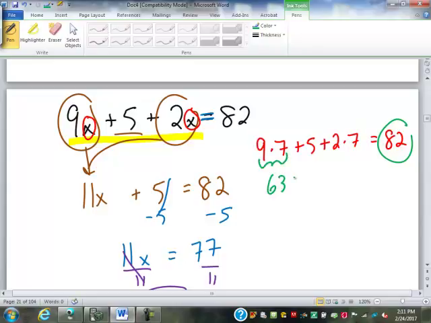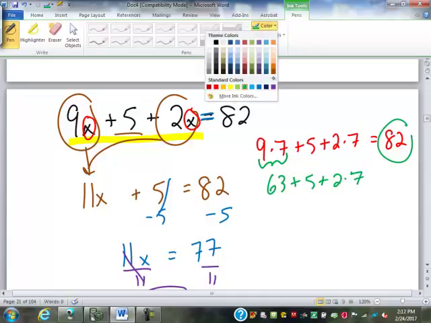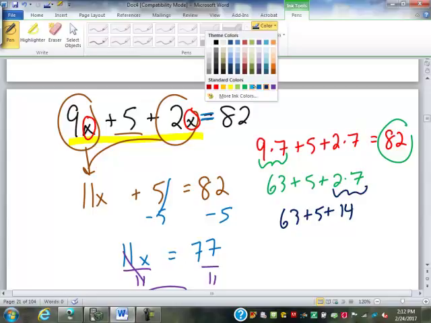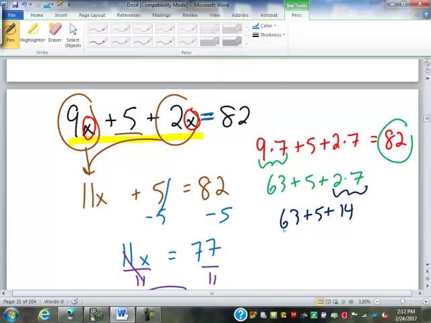9 times 7 is 63. Then we can combine the 2 times 7 is 14. Now it's just addition, so we're going to add left to right. 63 plus 5 is 68. Plus 14 is 82. So we get the same value on both sides.